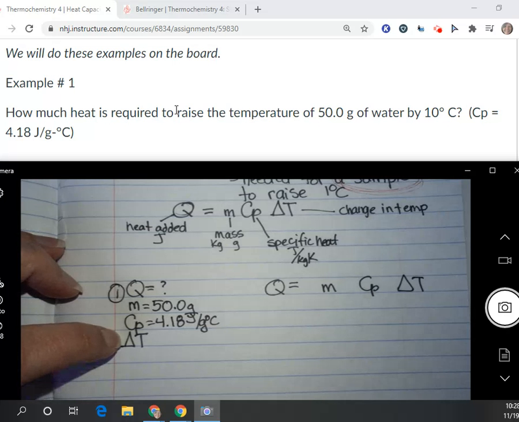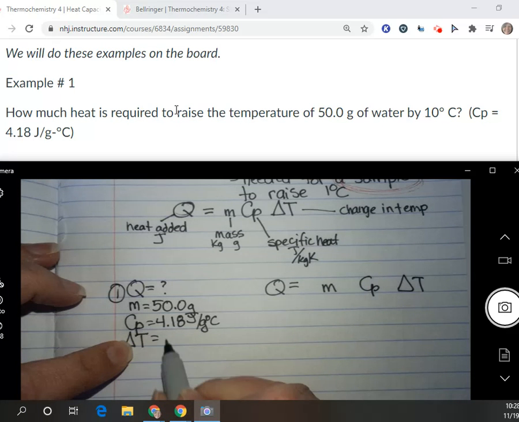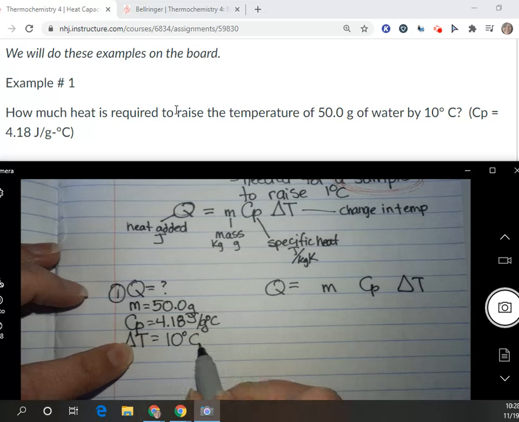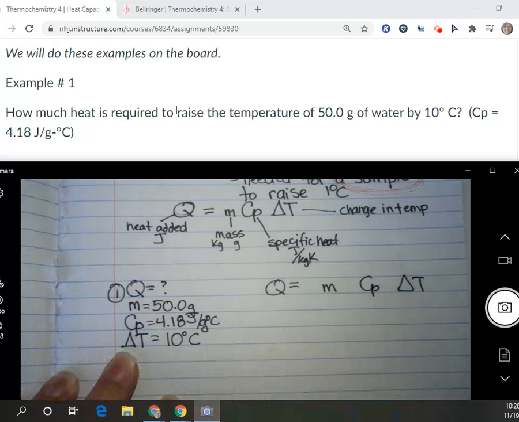Well, it doesn't give me a starting temperature, and it doesn't give me any temperature. But to raise the temperature, so I'm just changing it 10 degrees Celsius. So how many times did I read that problem? Probably 6. But if you go back and read it a few times, you're going to pull out all of the information that you need. And then it's just a math problem.